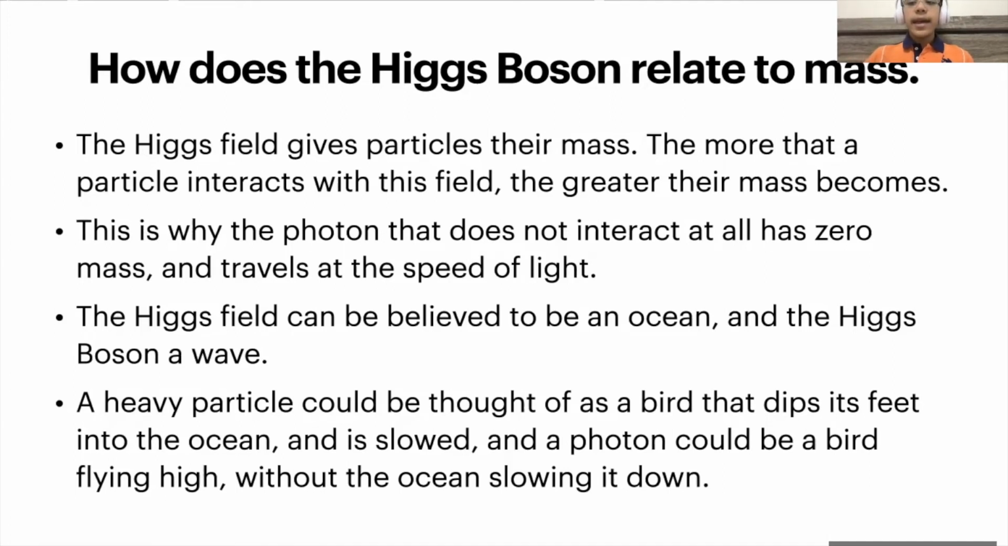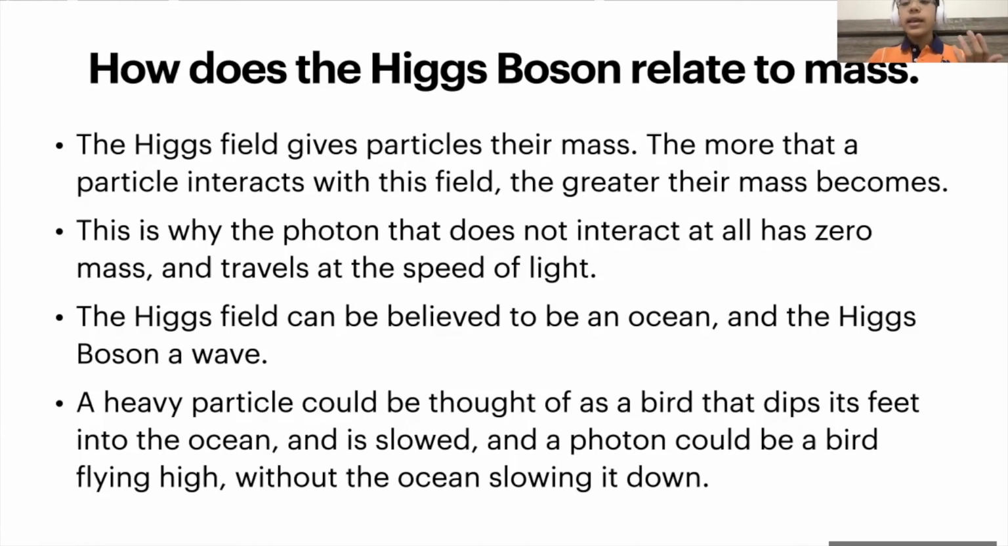A heavy particle like a W or Z boson could be thought of as a bird that dips its feet into the ocean, and the heavier the particle, the farther its feet are in, and it's slowed down because of the resistance. A photon could be a bird flying way above the ocean that's not slowing it down.